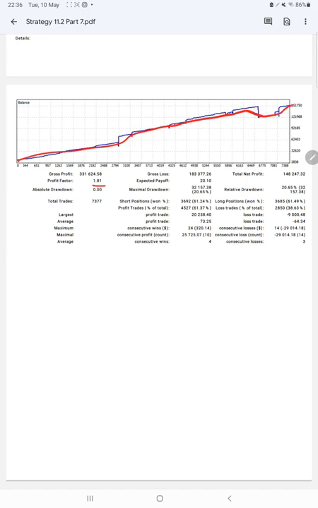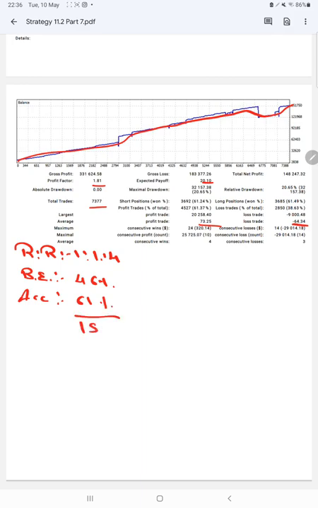Profit factor is 1.81, total number of trades are 7377, expected payoff is 20, average profit and loss is 73 and 64, which means the risk reward ratio will be 1:1.14, and the break even point for the strategy is 46%. Comparing with the current account accuracy which is 61%, we can say we are almost up by 15% than the requirement.